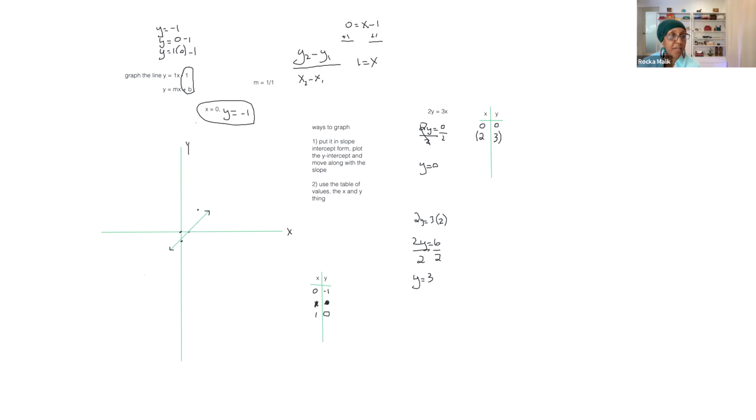So those 2 I'm going to connect with the line. I'm just going to make the line as long as possible because I want to extend it to where I think it'll meet the other line. And then I'll go back and I'll extend this line.